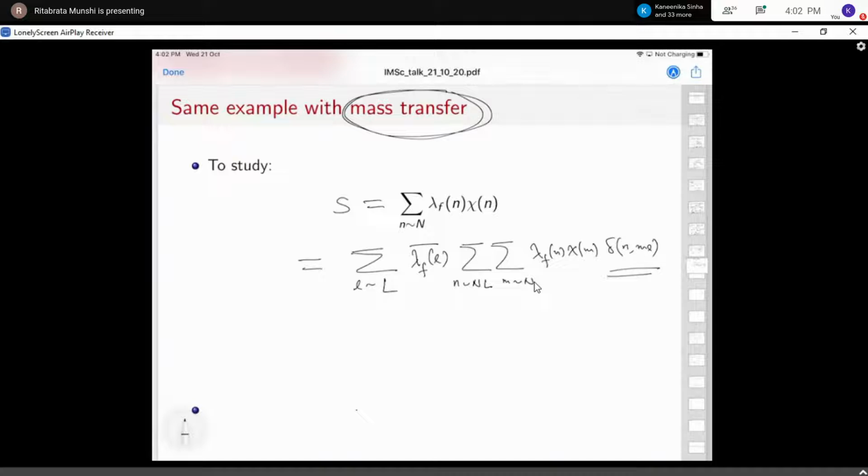So if N is equal to ML, then this basically says that this is equal to the sum over L of size L of lambda F L bar, and then you have a sum over M of size N over L of lambda F ML by M. And suppose for the moment you assume that the Fourier coefficients are multiplicative, then this lambda F ML will be lambda F M times lambda F L.